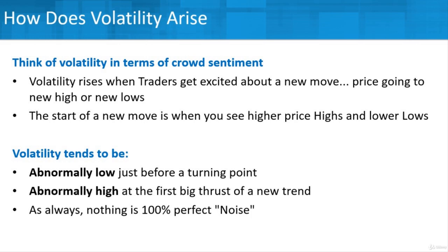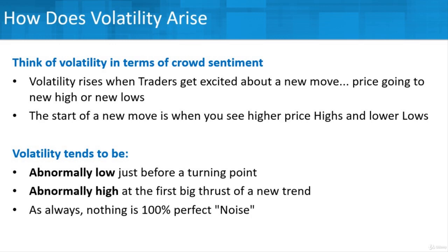So volatility, and this is the key part, tends to be abnormally low just before a turning point, and abnormally high at the first big thrust of a new trend. Nothing is 100% perfect. There's always noise and false signals in the market. But if we're looking at volatility measures and the volatility is low, it might be indicating that there's a turning point coming. So we're looking at a turning point.